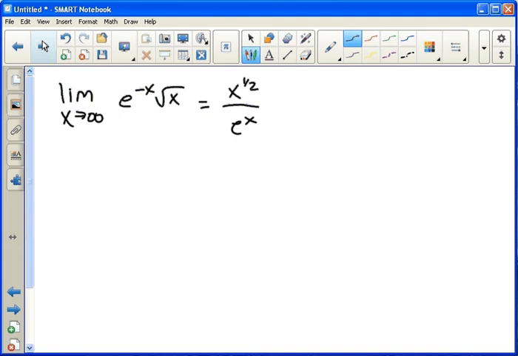You make x bigger and bigger. X to the 1/2 does go to infinity. And our bottom is also going to infinity. So we can apply L'Hopital. We take the derivative.